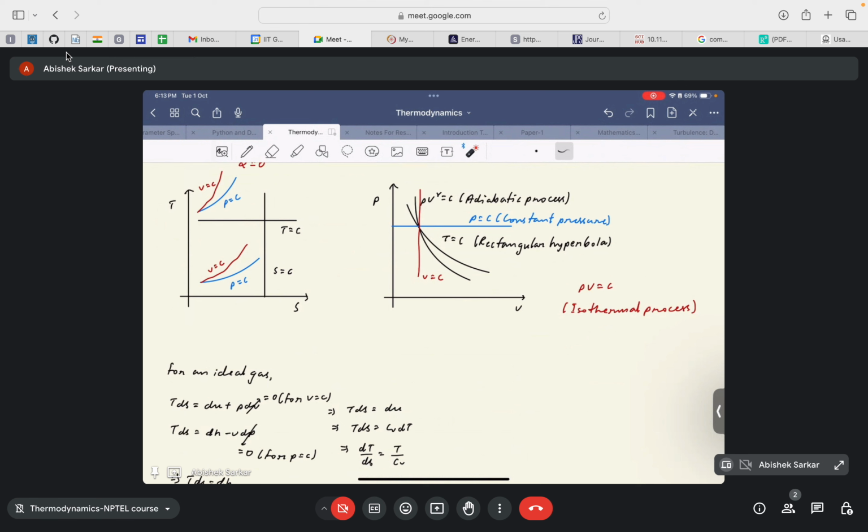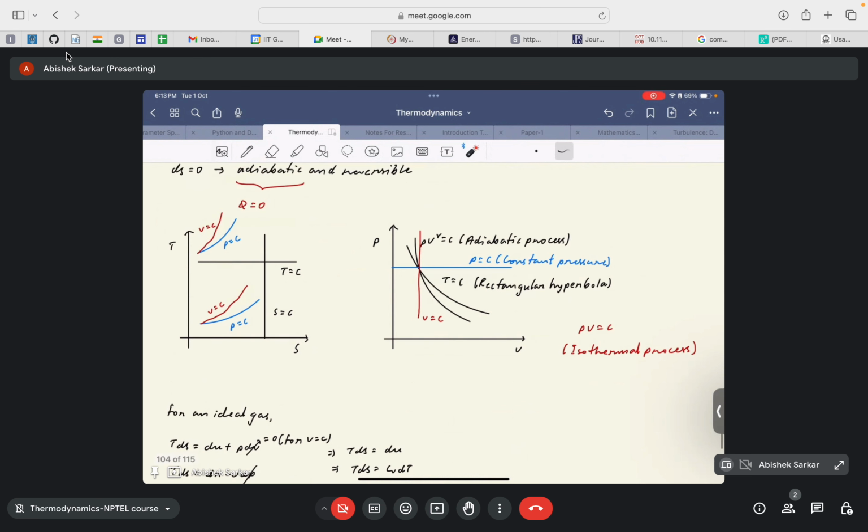There's a constant pressure or a constant volume process, or the different types of processes that can be portrayed in a TS plot. As you can intuitively understand, a constant entropy process can be noted as a vertical line in the TS plot, right? This line shows a constant entropy process, which basically means that there is no change in the entropy.